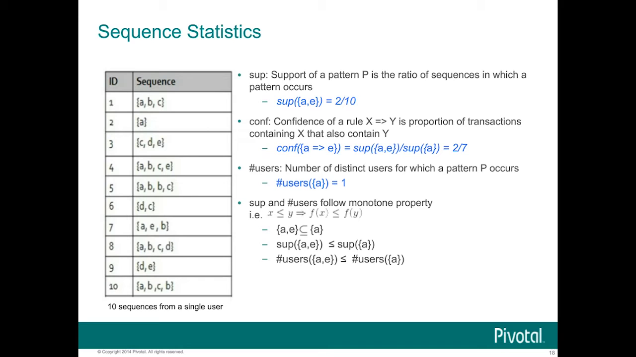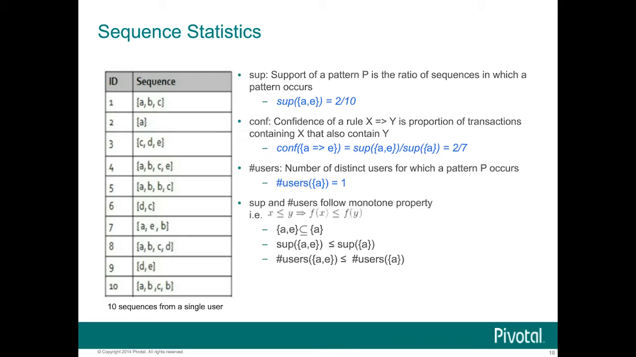Say, consider a pattern AE. We know that AE is a subset of A. Now, since support follows the monotone property, we can say that the support of AE is always less than the support of A. As you can see for this example, support of AE was 2, but support of A was 7. Hence, it satisfies the inequality. So that can be verified for any pattern that is a subset of any other pattern, right?